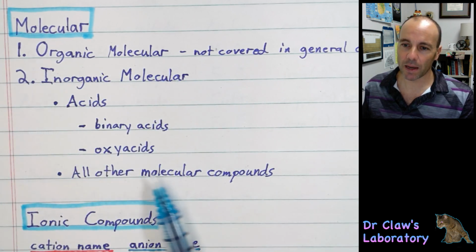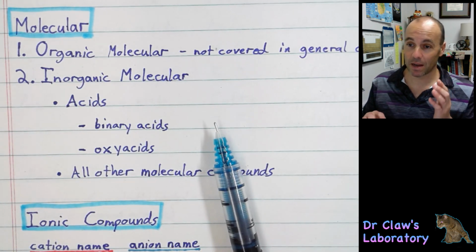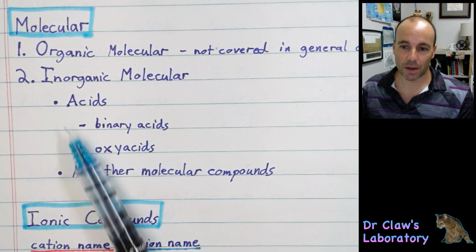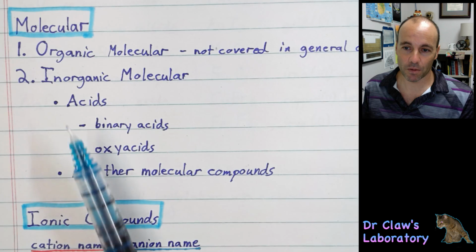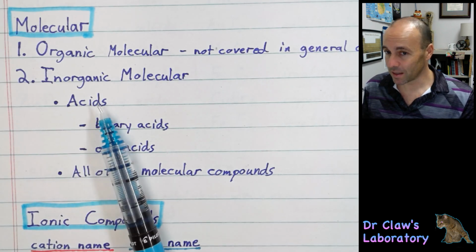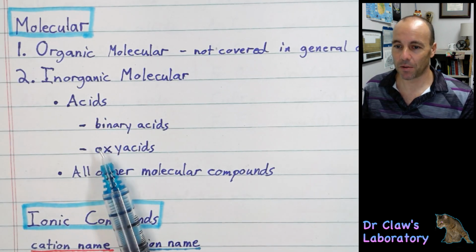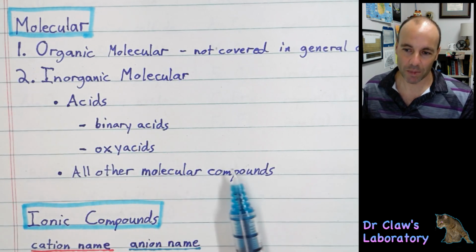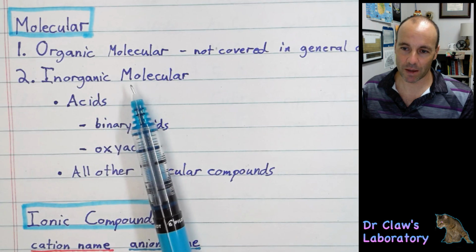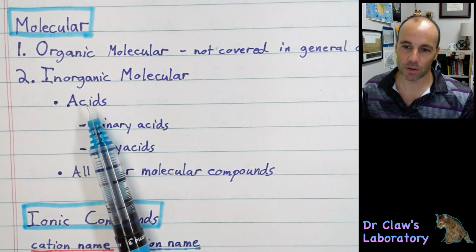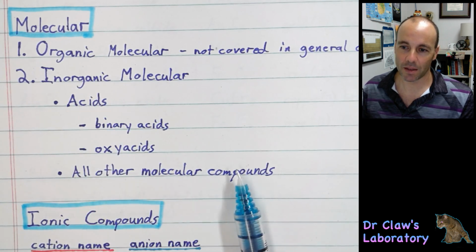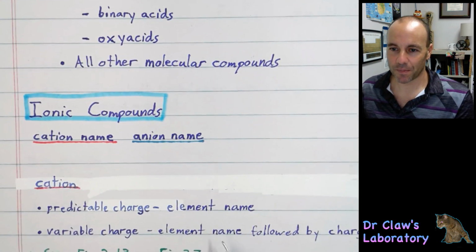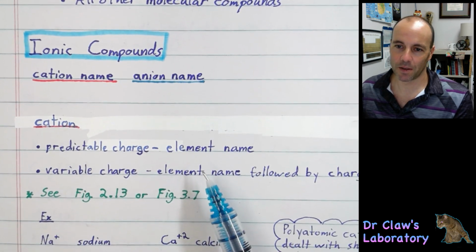The inorganic molecular compounds, these are the compounds that are not carbon-based, and there are a couple of categories that we're going to go through. Acids, and a couple of subcategories of acids, binary acids and oxyacids, and then all other molecular compounds. So inorganic molecular compounds will cover the acids and the other ones. Okay. The ionic compounds, let's do first.